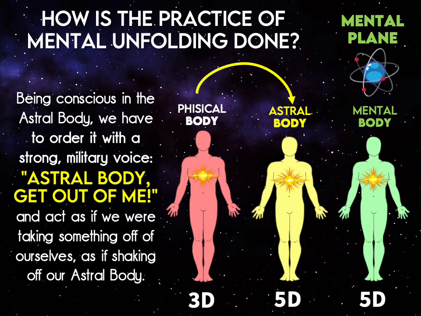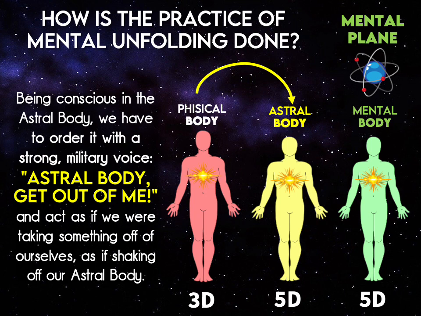Now, the practice to unfold ourselves to the mental plane is extremely simple. It consists of first unfolding to the astral plane, by performing any of the astral unfolding techniques that we have taught in this course. And once we are consciously unfolded in the astral plane, we order our astral body with a strong voice, with a commanding voice: Astral body, get out of me. This, while we jump forward at the same time that we act as if we are removing a coat, as if shaking off our astral body. That way we will remain in our mental body.